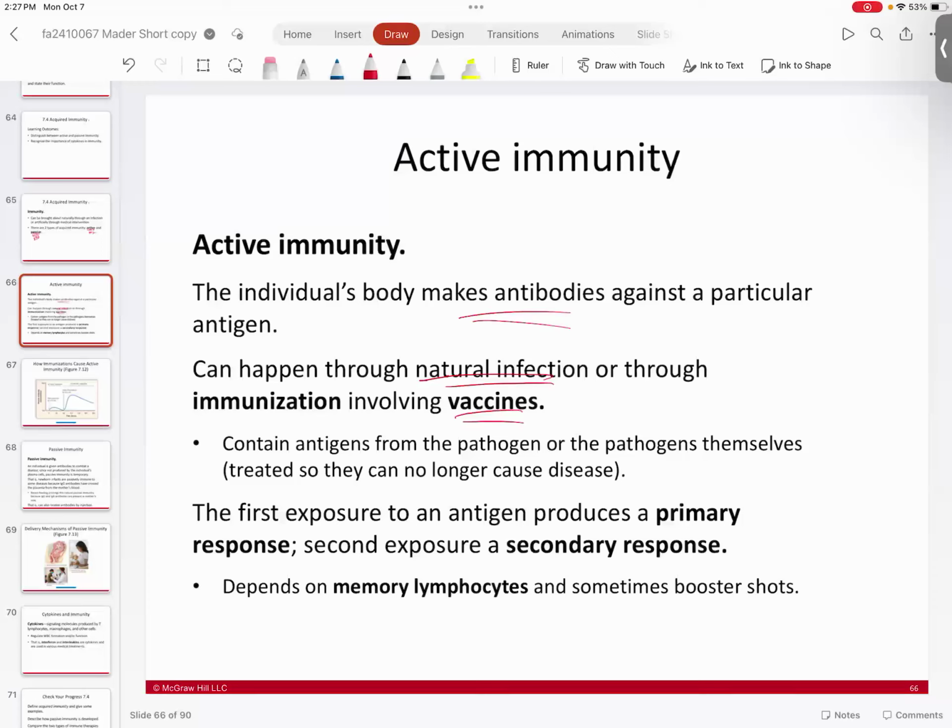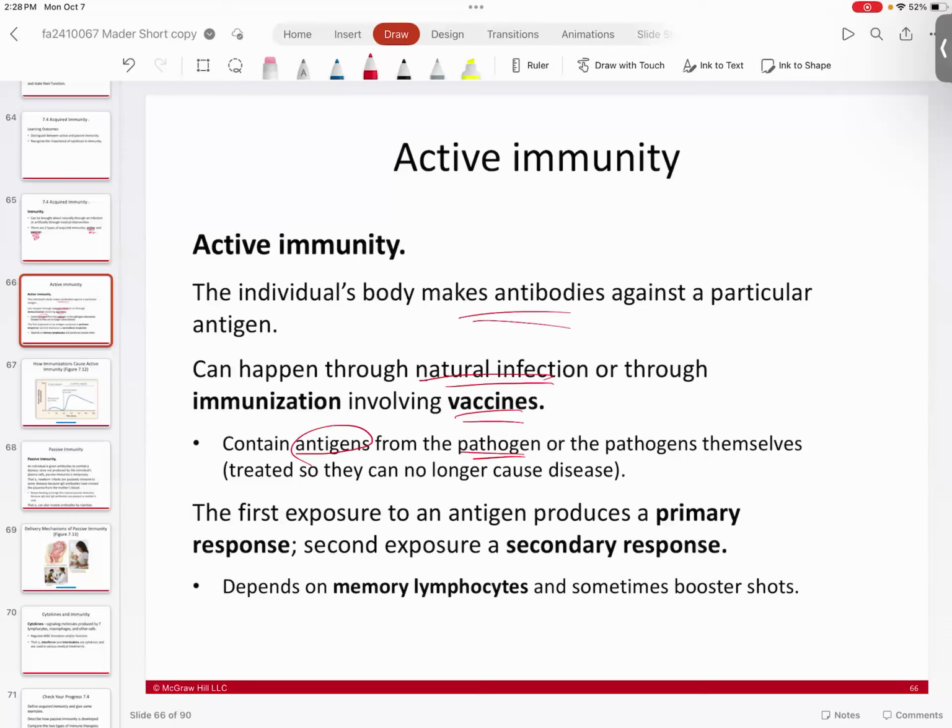So ultimately, in either case, you're going to have antigens that invade your body, either from the pathogen, or from the vaccine, if you will, right? And so these guys will ultimately be what triggers your immune response, and then it forces your body to make antibodies against it.